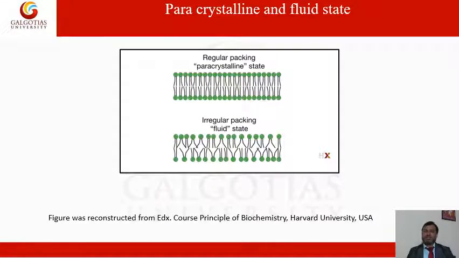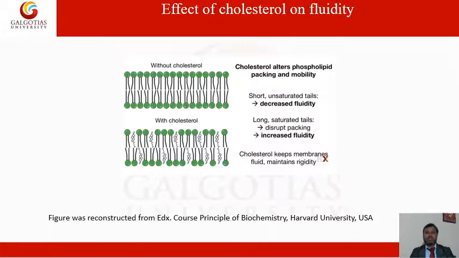So here we can see the upper structure that is showing the paracrystalline state. When all the lipid molecules have regular or tight packing, they form the paracrystalline state, and it provides the rigidity to the cells. While the lower figure is showing irregular packing. So irregular packing provides the fluidity to the cell membrane, and the cell has a low amount of rigidity. So rigidity or fluidity can be explained by this fluid mosaic model.